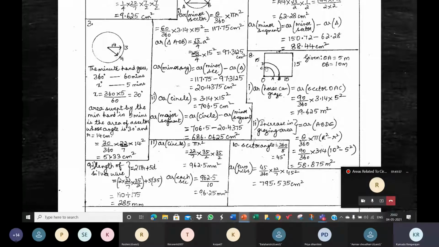Do not see this one now. Look at only the arc AC, children. Look at the arc AC alone. What is this O here? This is the point where the peg is rooted on the ground. And this is the length of the rope. The horse is tied to the rope, which is 5 meters long.